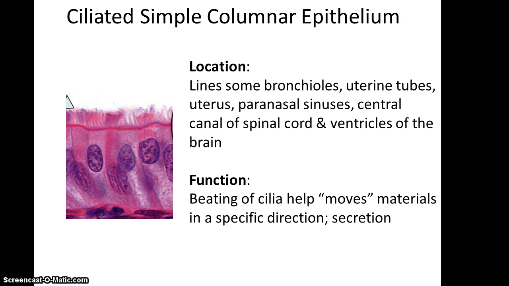Locations: it lines the respiratory system, including some bronchioles. It is found in uterine tubes, in the uterus, in the paranasal sinuses, and also in the canal of the spinal cord and the ventricles of the brain. And basically the cilia cause a beating that allows the movement of materials in a specific direction. And sometimes you also can get secretion by these cells.